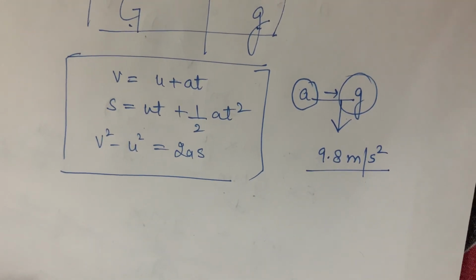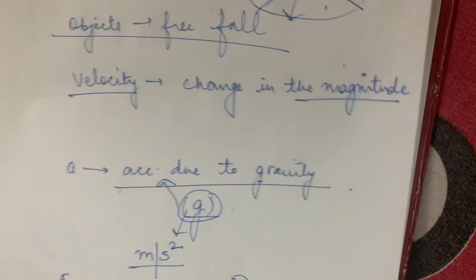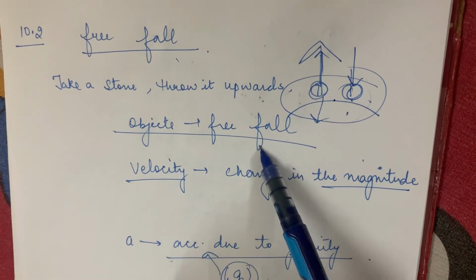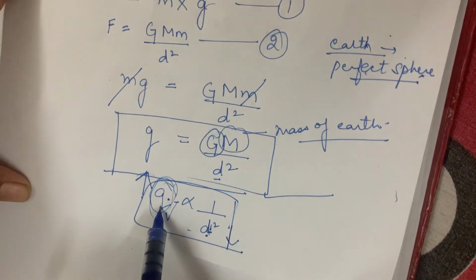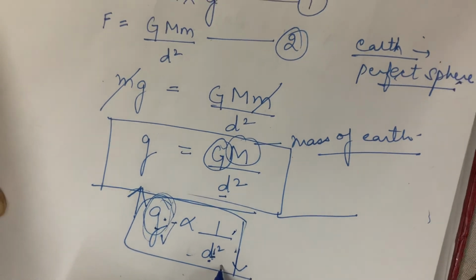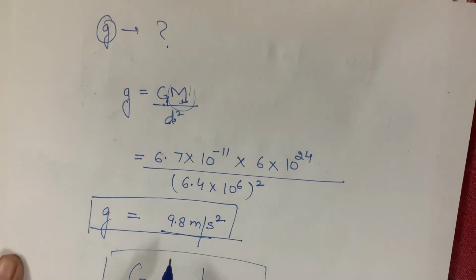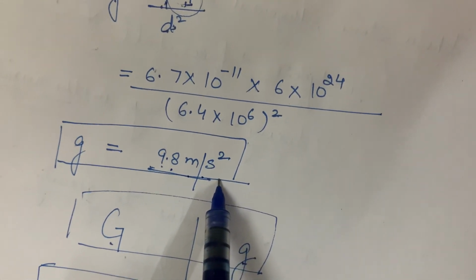So this is all about free fall. So what is free fall? Whenever an object falls freely under the gravitational force alone, we say that the objects are falling freely. And always remember that this value of g varies inversely proportional to the square of the distance, its SI unit is meter per second square, and we calculated its value, that is 9.8 meter per second square. I hope this is clear to you. Thank you.